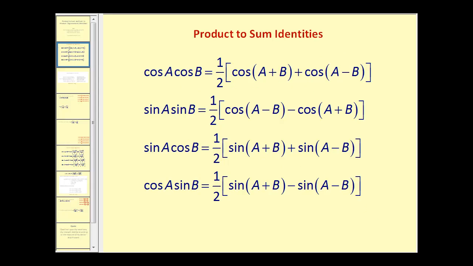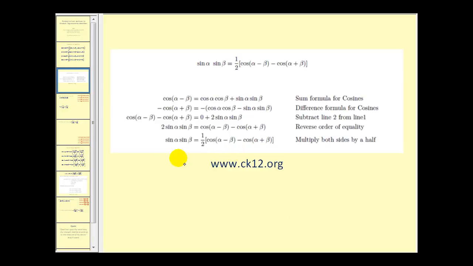So here's a list of the product to sum identities. If you take a close look at them, you'll notice they look very similar to the sum and difference identities for sine and cosine, and in fact that's how they're derived. I included the product to sum identity here for sine. You'll notice that to obtain it you have to take the difference identity for cosine and subtract the sum identity. You may want to pause the video and look at this more closely.